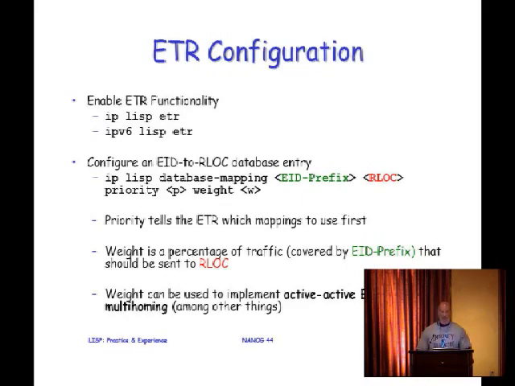Priority tells the ETR which ones to use first. So if you have a priority 1 and a priority 2 mapping, if the locator for the priority 1 mapping is down, it will use the priority 2 one. Otherwise, it'll use the 1. So higher priority is used first.